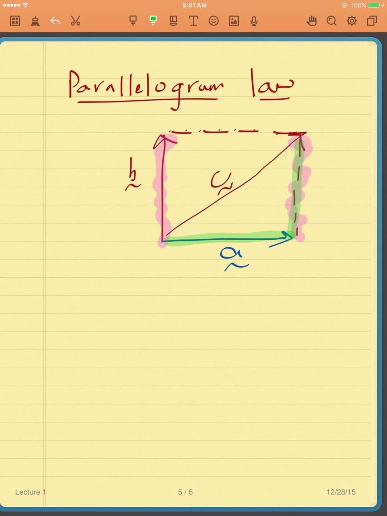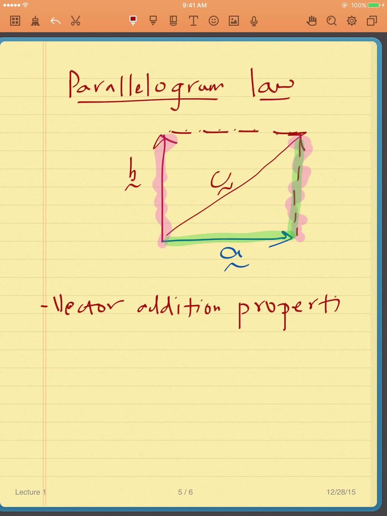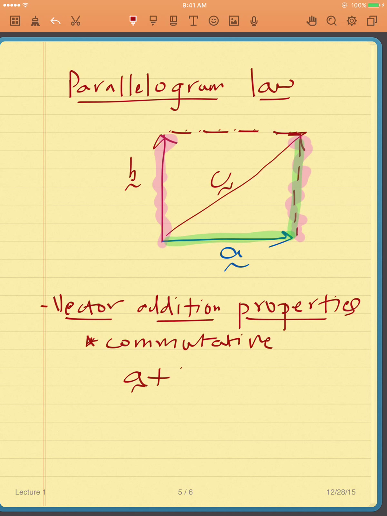There are some properties associated with vector addition, so let's take a look at them. So vector addition properties, right? Vector addition is commutative, so that's a star. I'm saying this is commutative, which means that A plus B is equal to B plus A. A plus B is the same as B plus A. So the order of addition does not matter.